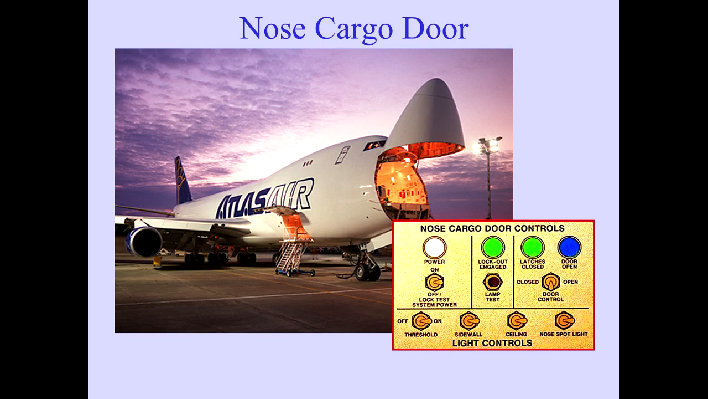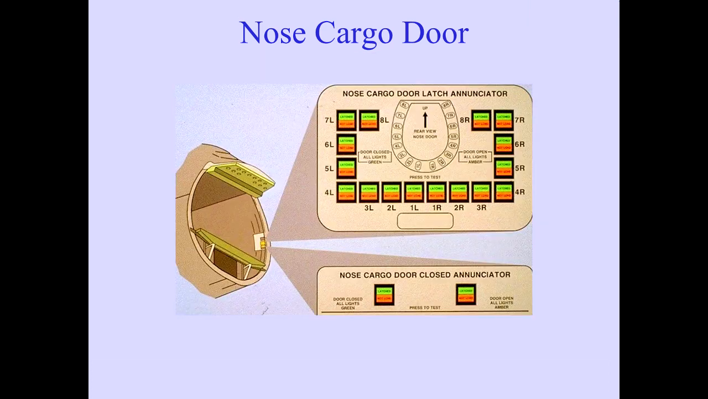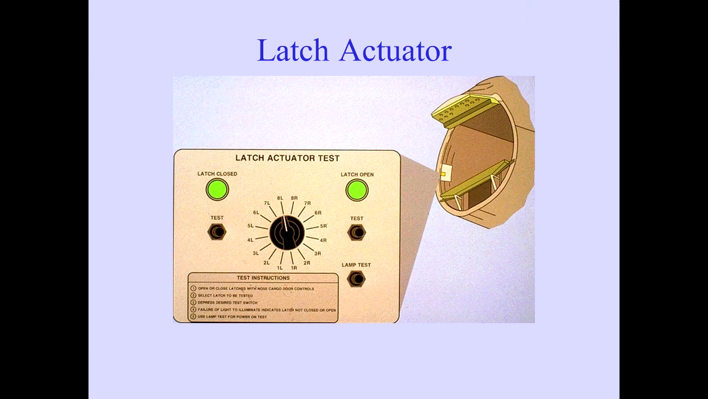The nose cargo door control panel is located on the forward left side of the main cargo deck. Light controls are also on this panel. Nose cargo door and latch annunciator panels are located directly below the nose cargo door control panel. A latch actuator test panel is located on the forward right side of the main cargo deck.